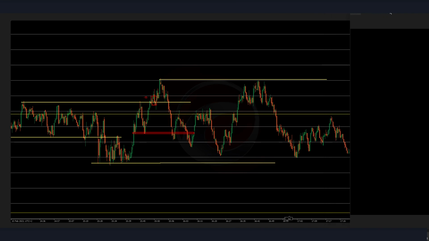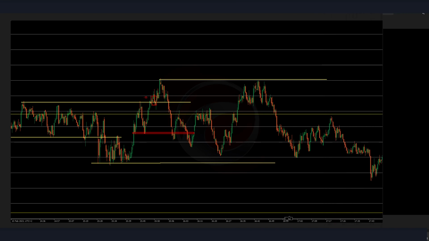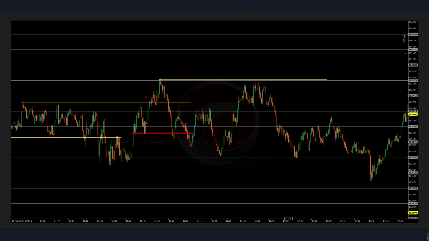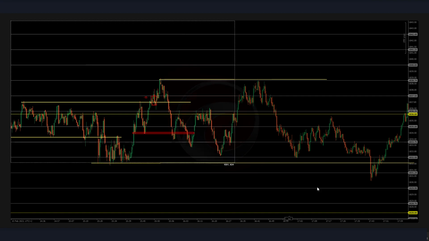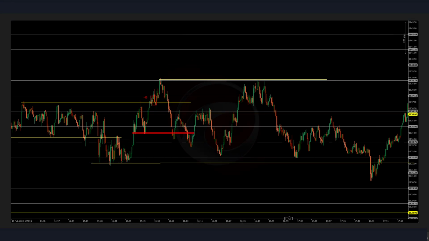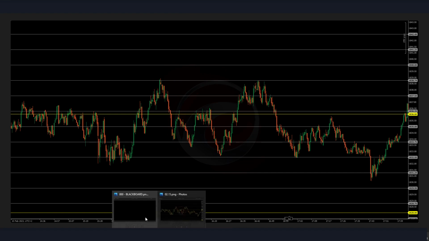Yeah, this was a ranging day. It's actually breaking below right at the end of the session, but I'm not really trusting it. So only one trade, and that will be one loss. Okay, so now let's move on to the next one.